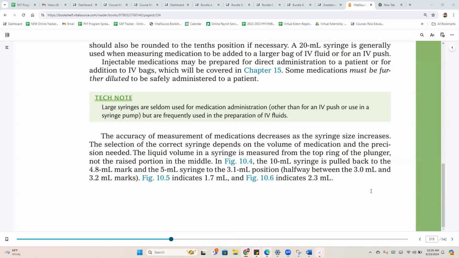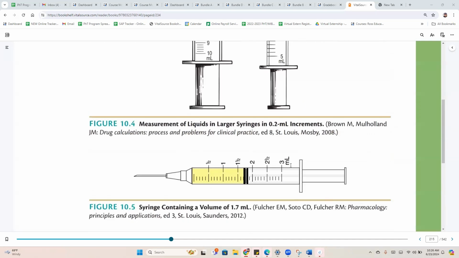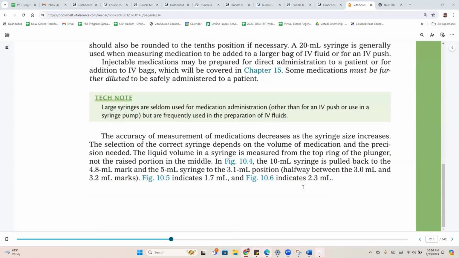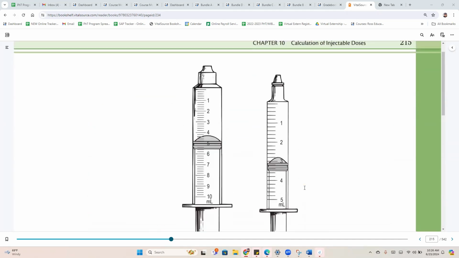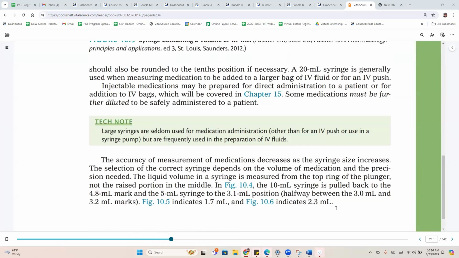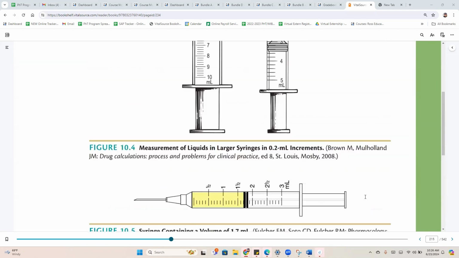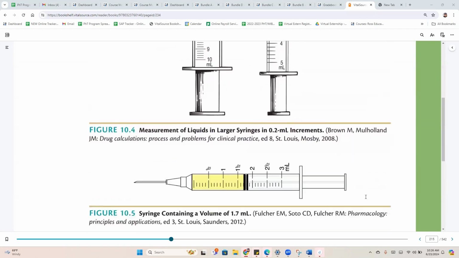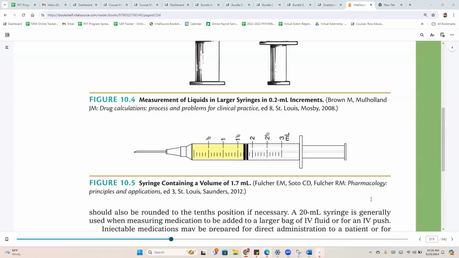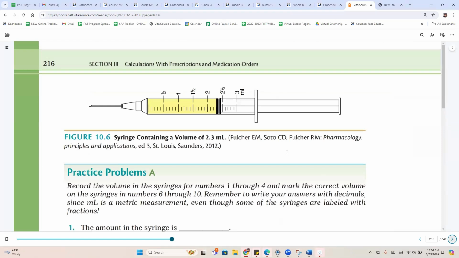The liquid volume in a syringe is measured from the top ring of the plunger, not the raised portion in the middle. The 10 ml syringe is pulled back to the 4.8 mark in this picture, and the 5 ml to the 3.1 ml position. And then the next picture indicates 1.7 ml. And the picture on the next page is the 2.3 ml.